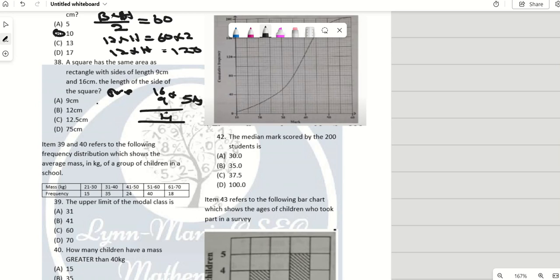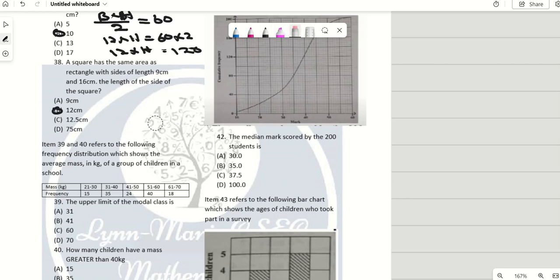9 plus 5 is 14, so you know the area of your square is 144 as well. We know that side squared equals 144, so the length of the side is the square root of 144, which is 12. So the answer is B for this question.